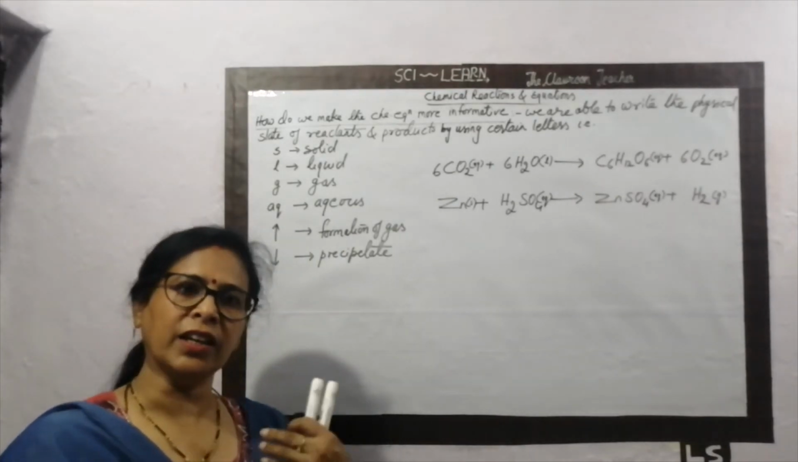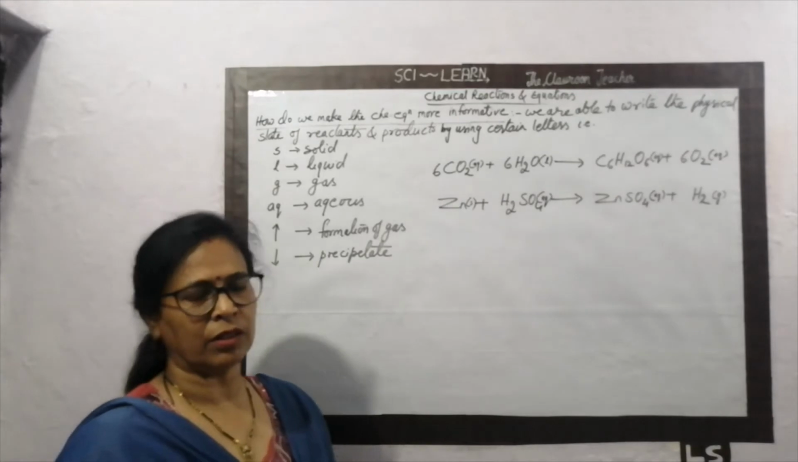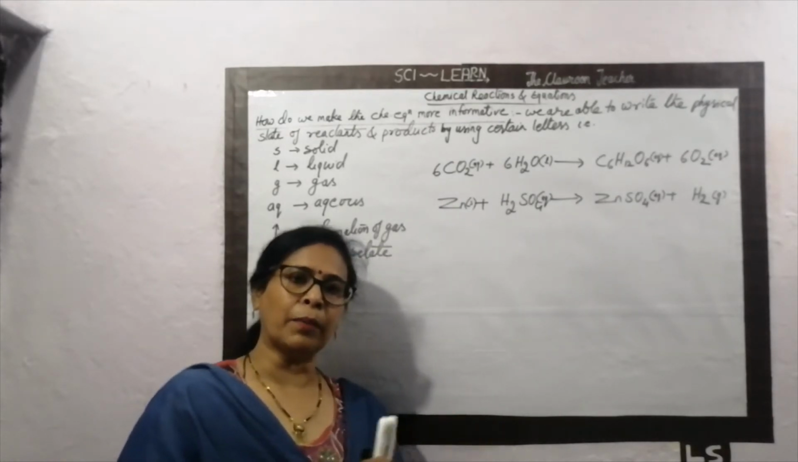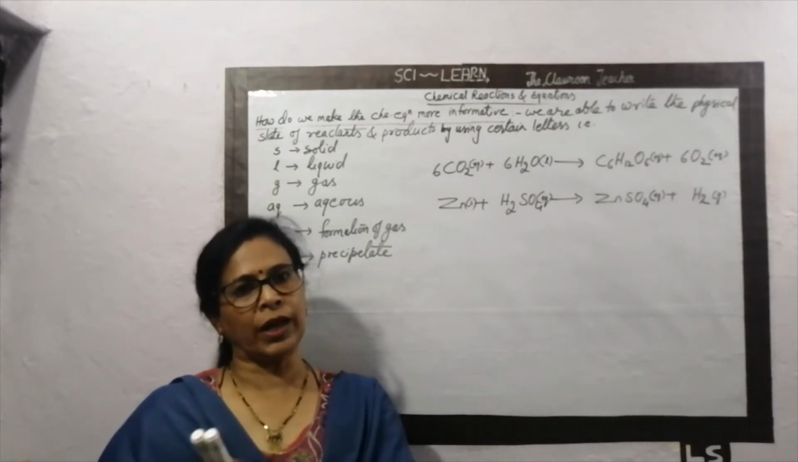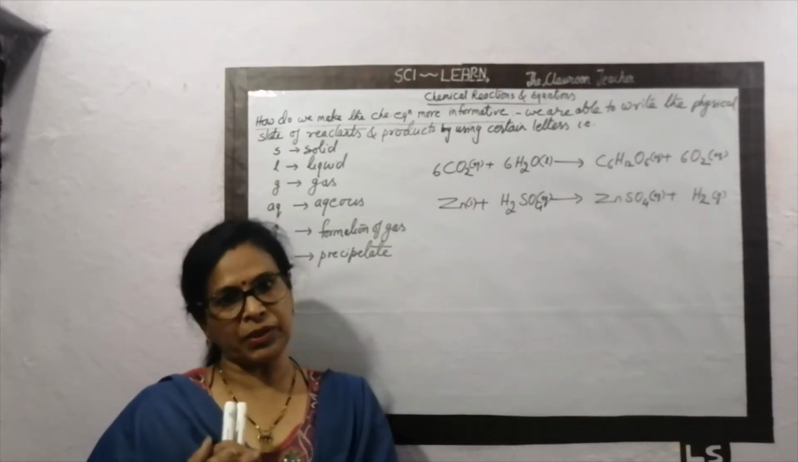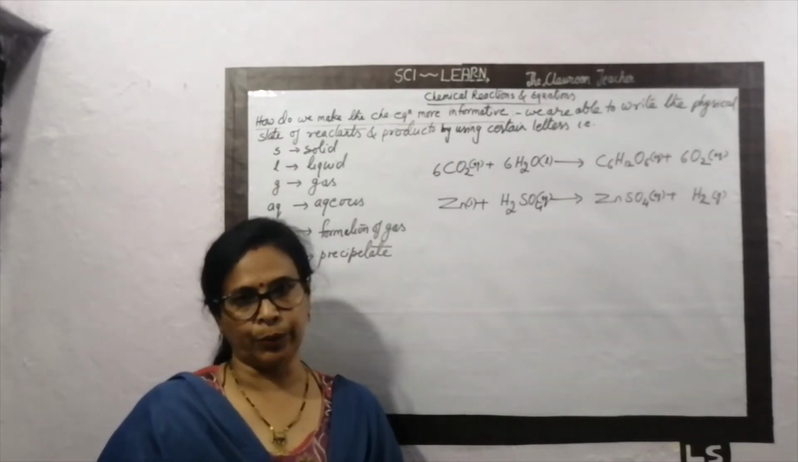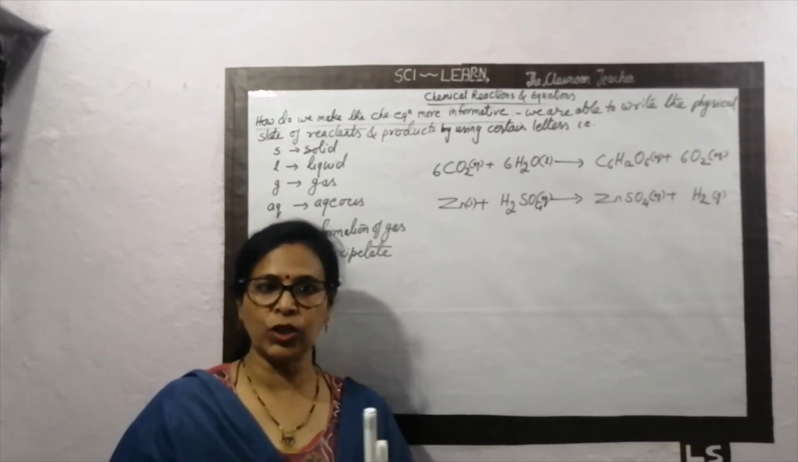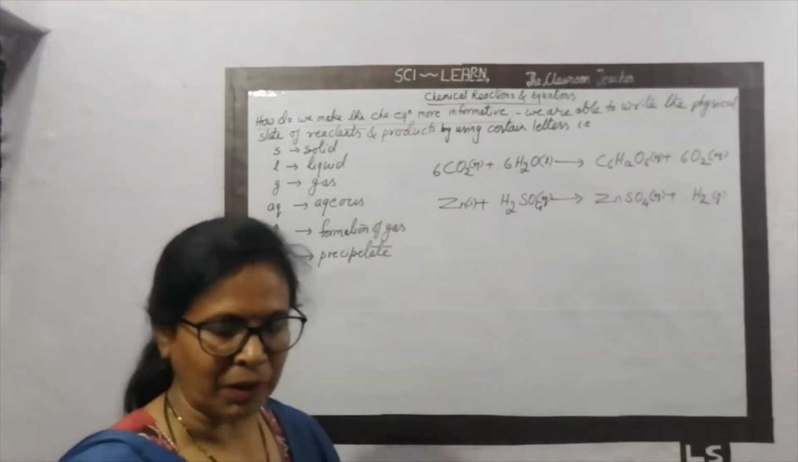If in any other process some precipitate is formed, like in the reaction you must know about, lead nitrate combined with potassium iodide to form lead iodide and potassium nitrate. In that process, the precipitate is formed, and for that precipitate we have to put one downward arrow. Now, what is another thing which makes the chemical equation more informative? That is the balancing of the chemical equation.